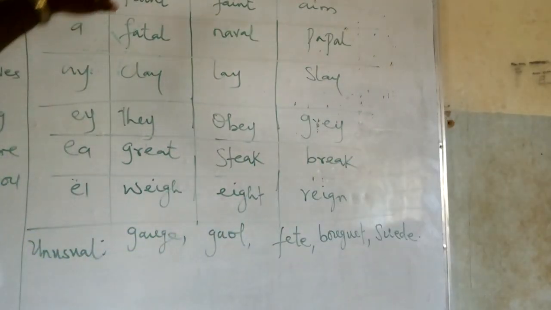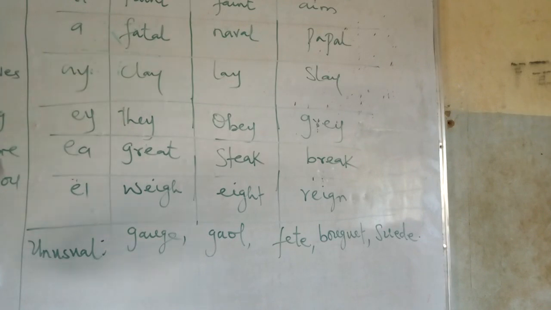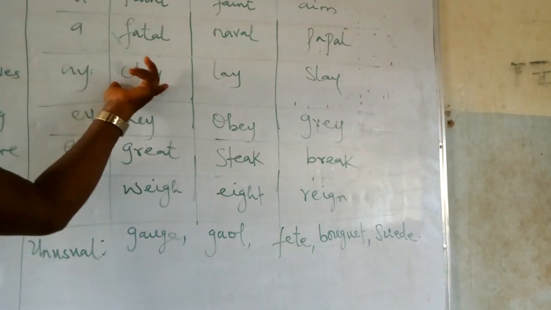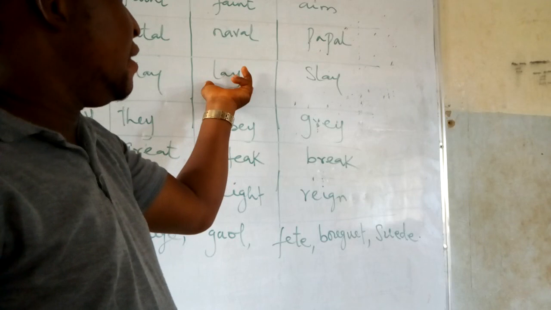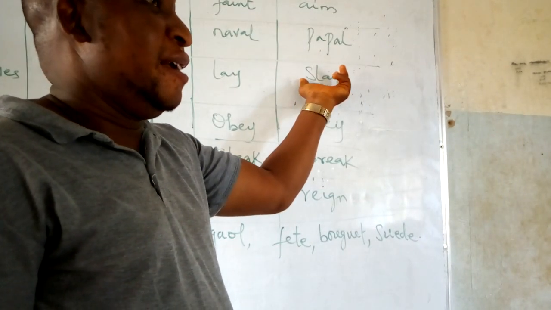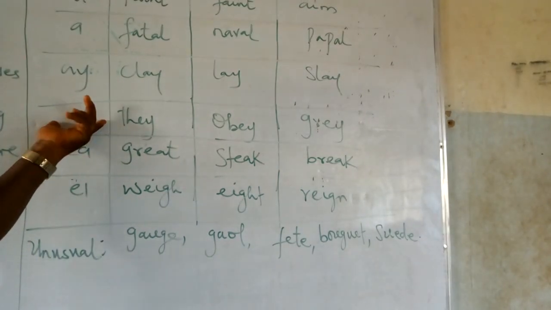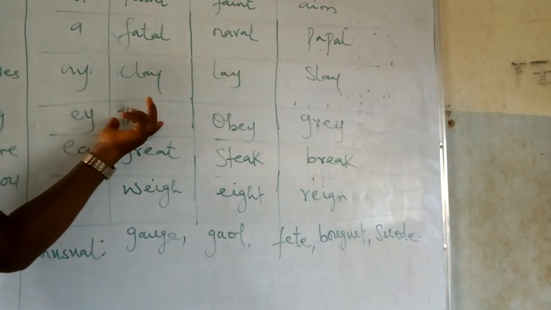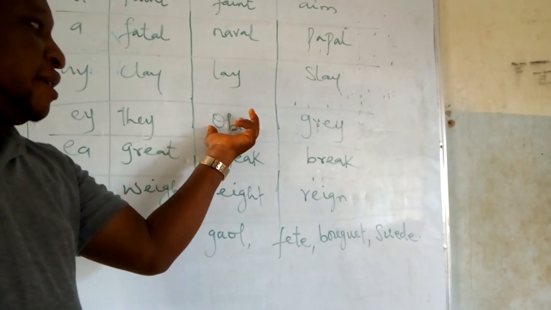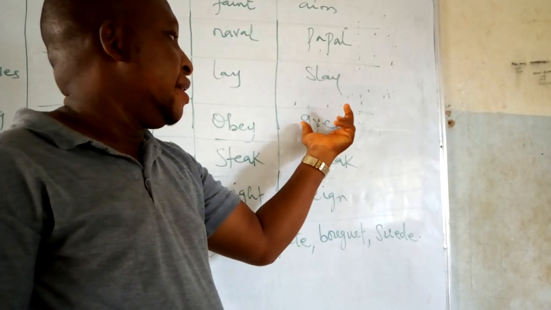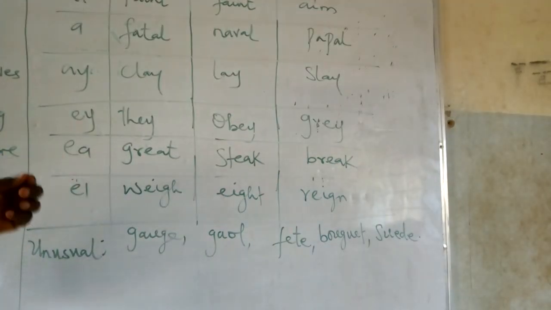We also have the A sound in words that have the letters A and Y in them. For example, we have it in clave, lave, slave. We have it in words that also have the letters E and Y, as in day, obey, grave. Okay?